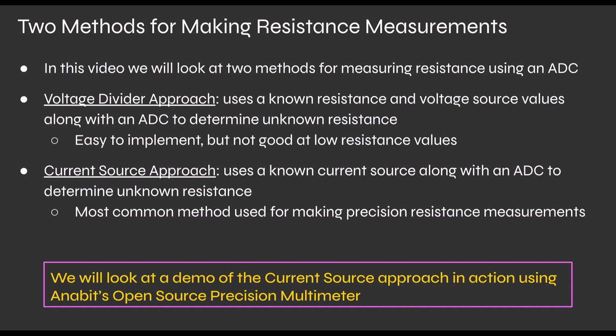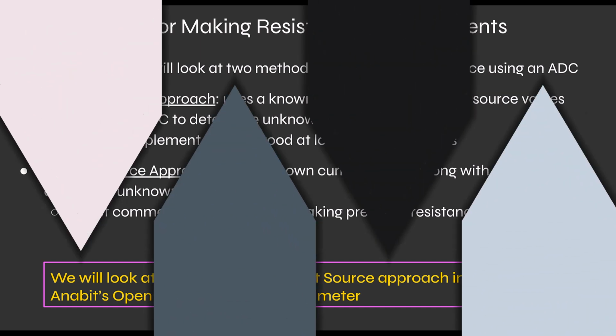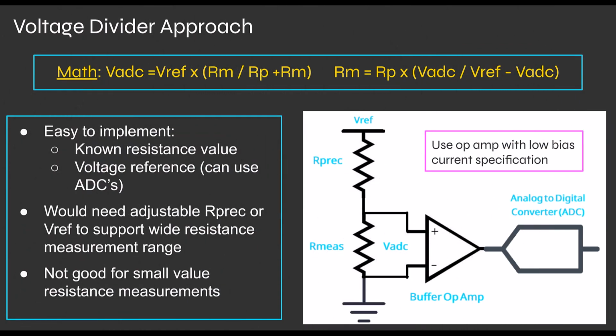We're going to use Anabit's open source precision multimeter to do a demo that shows one of the best practices in action. And then we'll finish off by talking about how you would design a current source for that approach and where you can find more information on current source designs. Okay, let's start with the voltage divider approach.